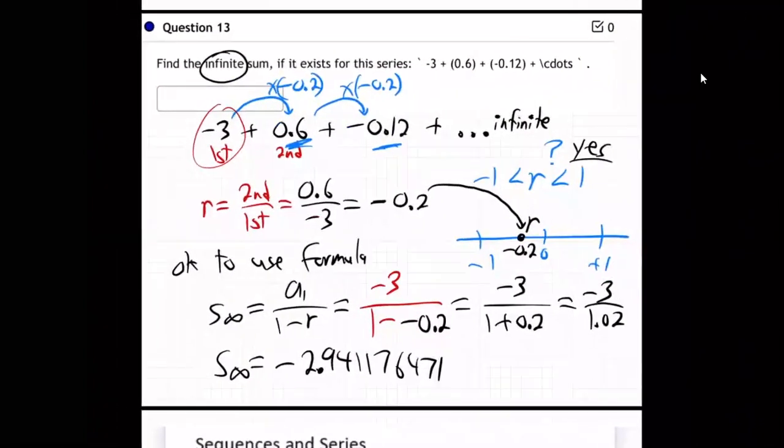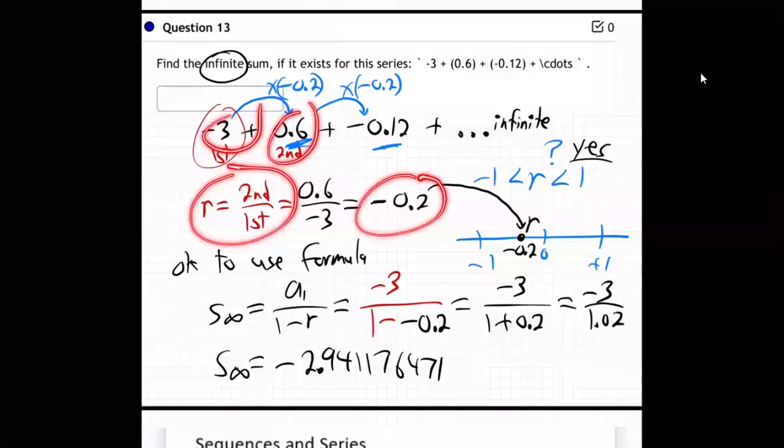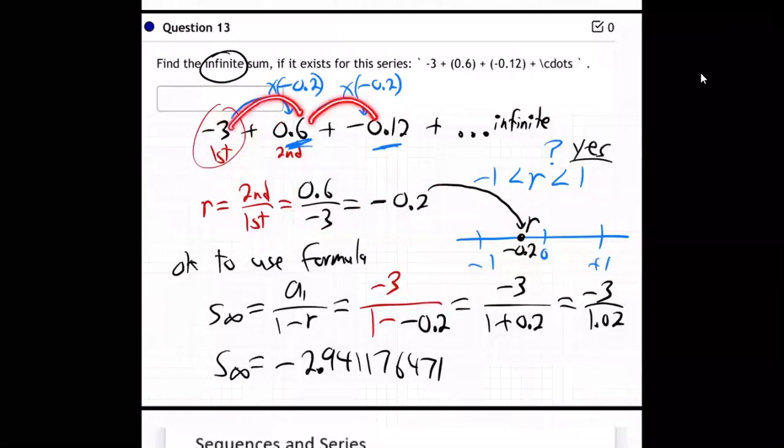So again, what did we do? We looked at the three terms. We found the common ratio by taking the second term over the first. Negative 0.2. We double check that. Is that multiplying by negative 0.2 every time? Yeah, it works. So that is the R. Is that R between negative 1 and positive 1? Yeah, negative 0.2 is right there between negative 1 and positive 1.